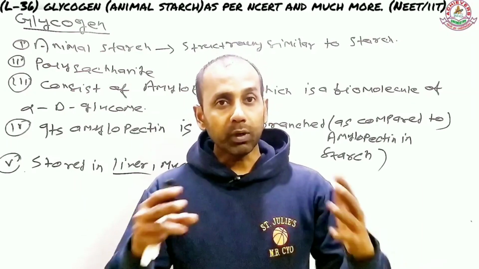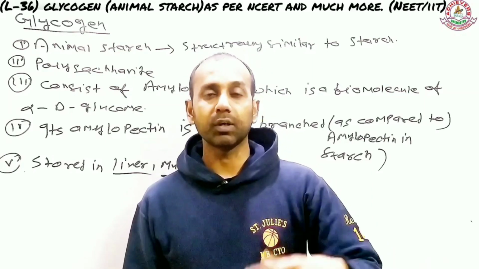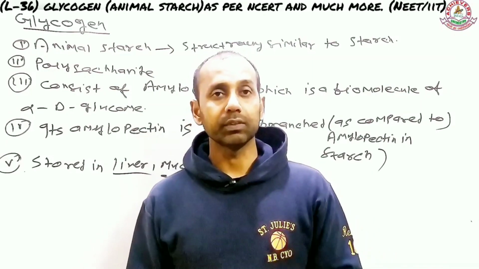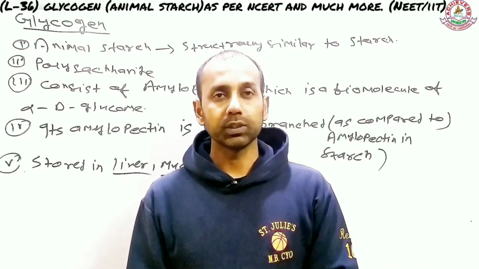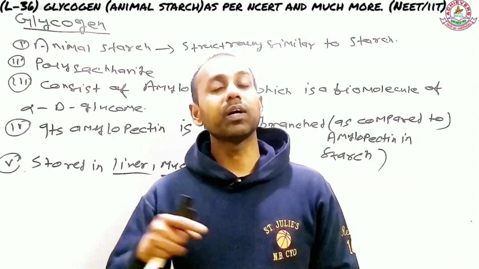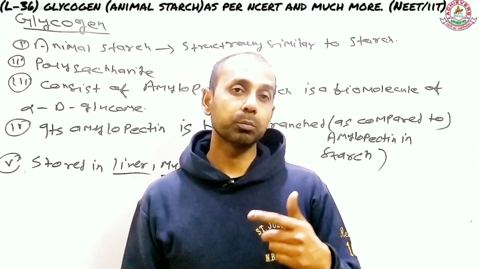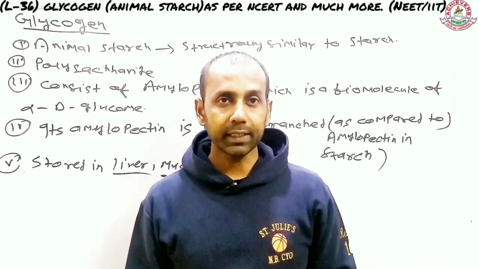But when you are starving, or when your body is not getting sufficient food from outside, then the liver breaks down this glycogen. Let me repeat: the liver breaks down the glycogen to produce alpha D glucose. And that's how our body is able to obtain energy even when we are starving, right?